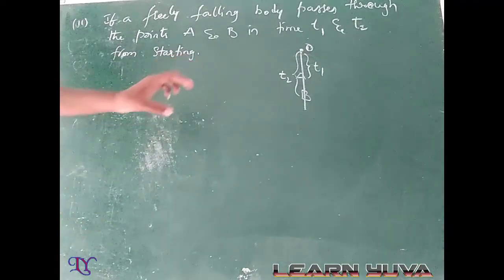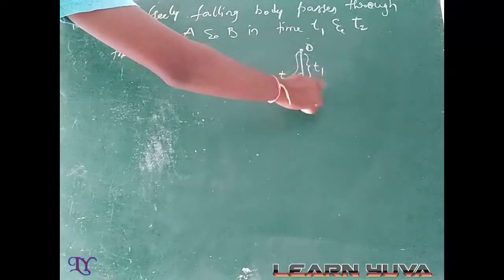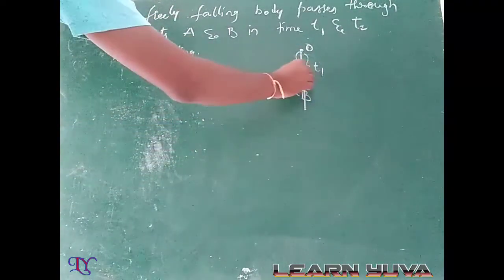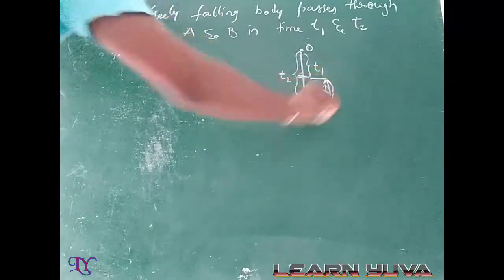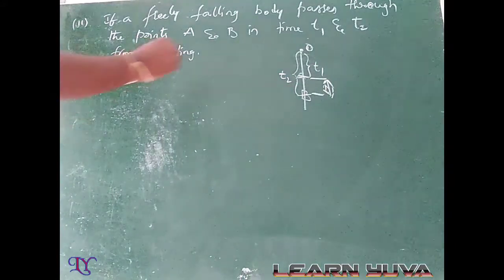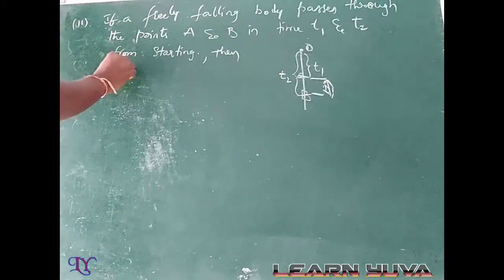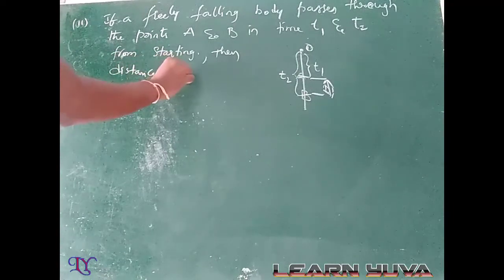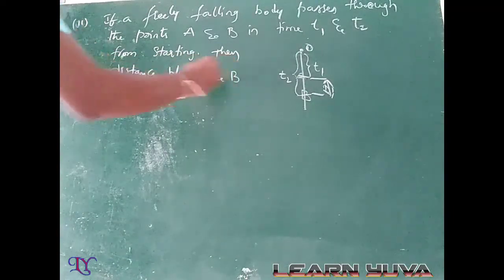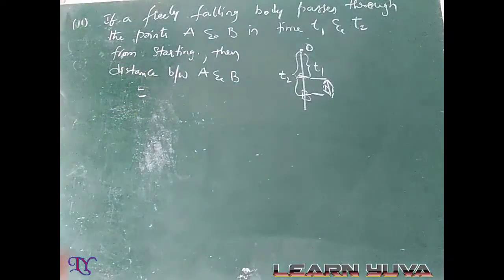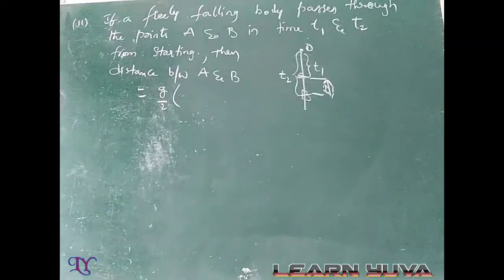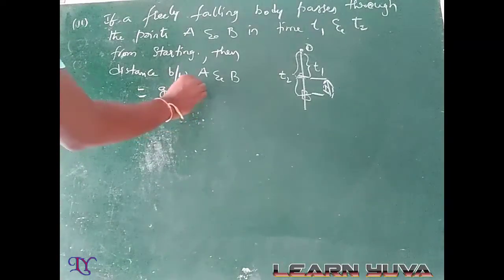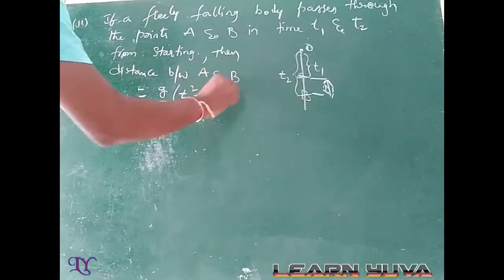Then, if you want to calculate the distance between the two points A and B, here it is A and it is B, the distance between the two points A and B is g by 2 of (t2 square minus t1 square), where g is the acceleration due to gravity.